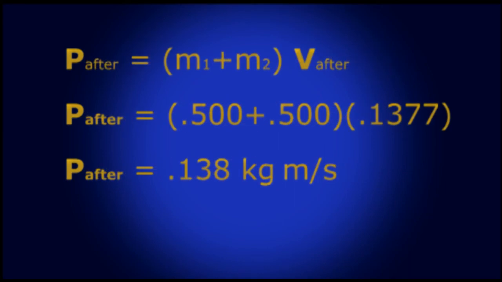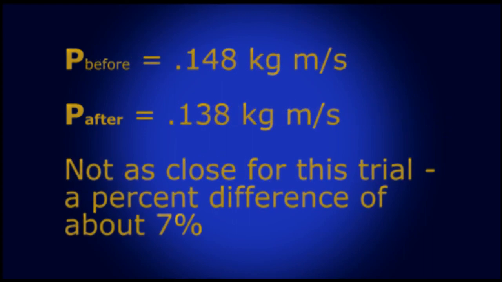The after momentum is the sum of the masses of cart 1 and cart 2, a total of 1 kilogram, times the after velocity of 0.1377 meters per second, producing a momentum of 0.138 kilogram meters per second. A comparison of the before and after momenta is not as close for this trial, having a percent difference of 7%. Let us think about this.